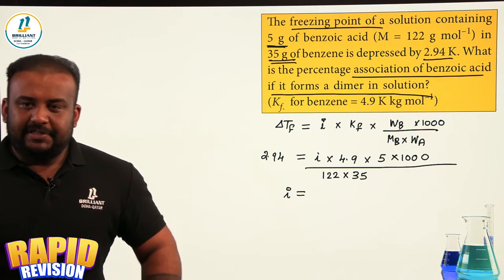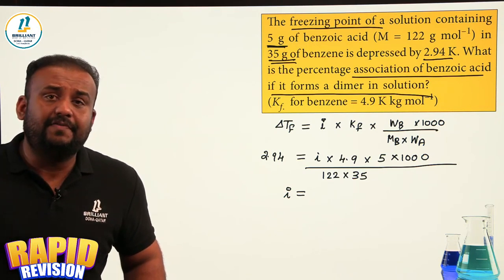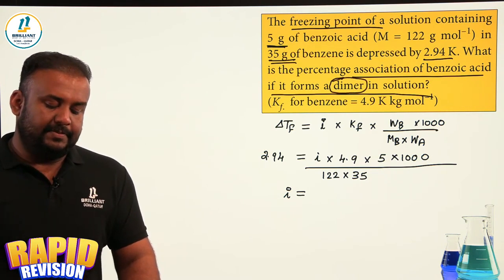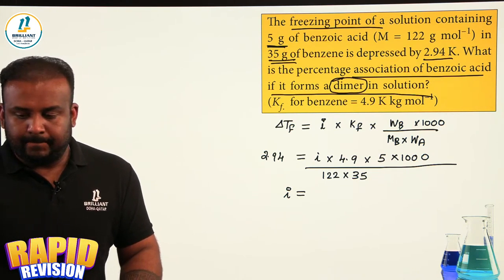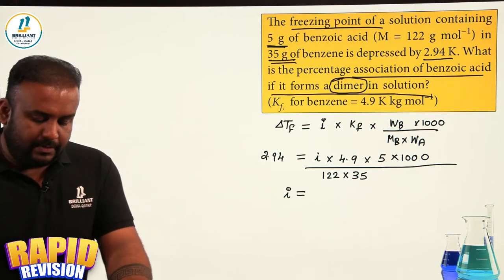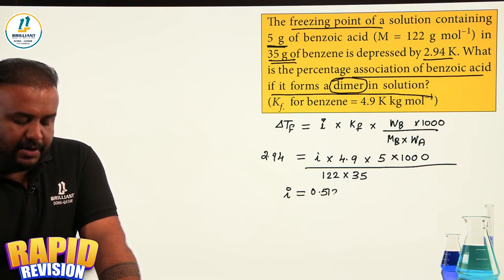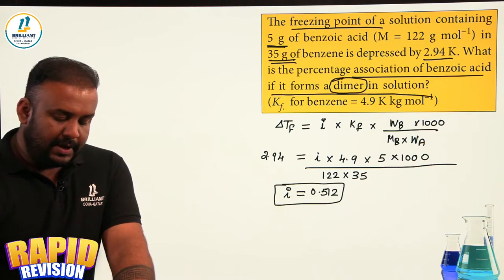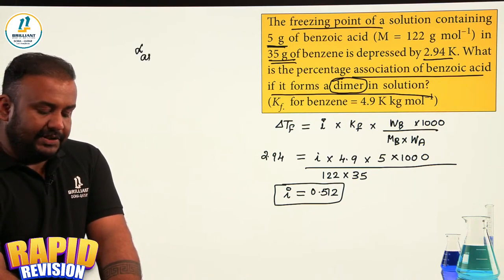This is just the opposite of the previous question. In the previous question, it was to find the degree of dissociation. Now here we are going to find the degree of association, because it's a dimerizing situation. How much did you get? Is this the value that everybody got? Right. So after you get that, you can directly find the alpha association.